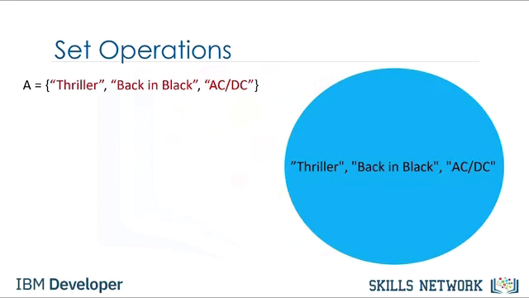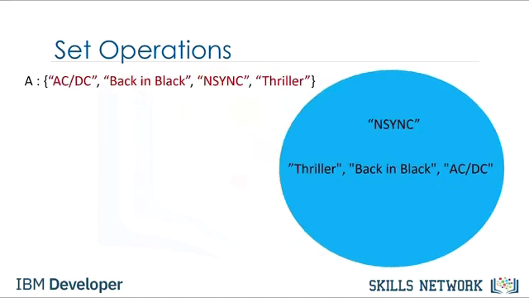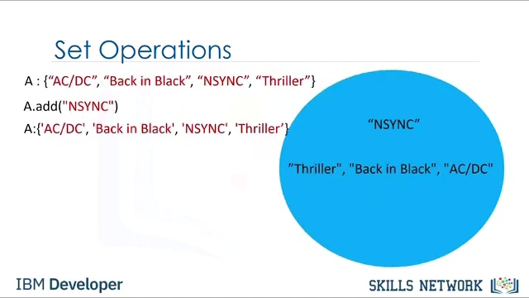We can add an item to a set using the add method. We just put the set name followed by a dot, then the add method. The argument is the new element of the set we would like to add. In this case, In Sync. The set A now has In Sync as an item. If we add the same item twice, nothing will happen as there can be no duplicates in a set.